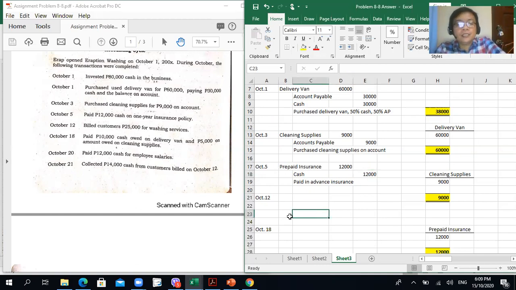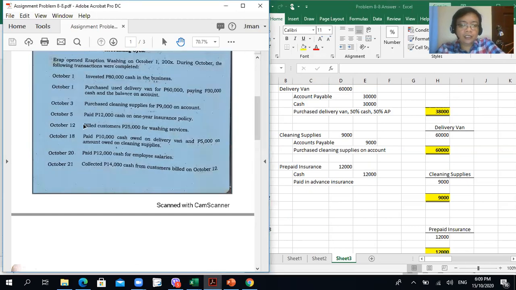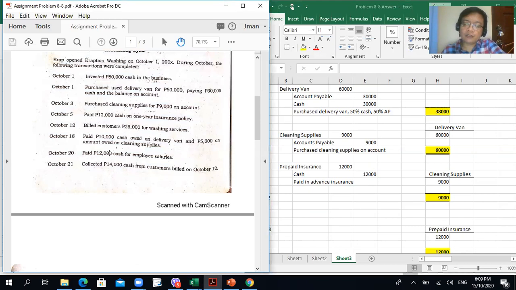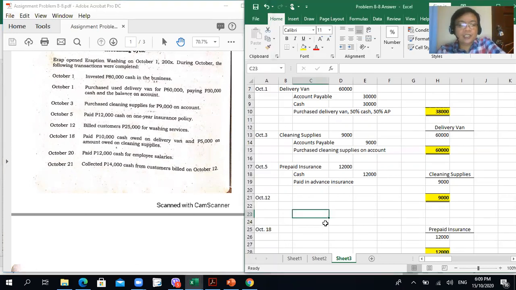Okay? Sige. October 12. What if you bill customers 25,000 for washing machine services? Meaning, you billed already your customer worth 25,000. 'Di ba? Siya ay washing services. O, yan. Alright. What if you billed already your customer? Meaning, tapos na ang pag-washing mo. Tama ba? The answer is yes. So, meaning, the October 12 is we basically record the revenue already. Why?